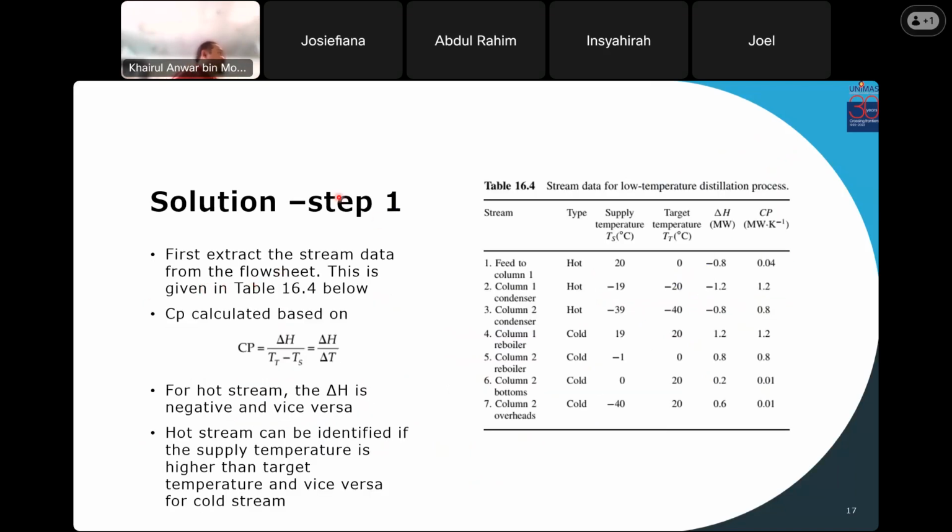Step 1: first extract the stream data from the flow sheet. This is given in Table 16.4 below. So how do we know hot or cold stream? For a hot stream, the inlet or supply temperature must be higher than the target temperature. This one is hot, of course. Negative 40 is smaller than this, so it is lower than the target, so it's a cold stream. Yeah, all cold streams.